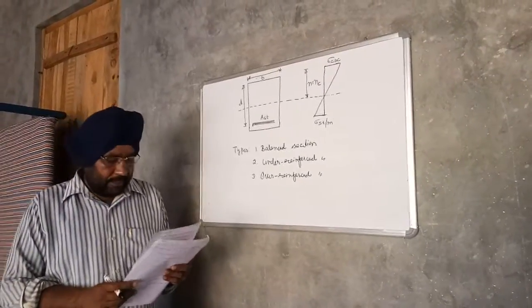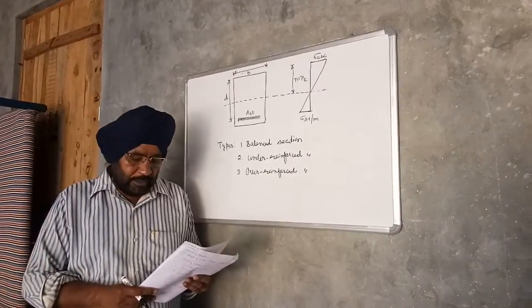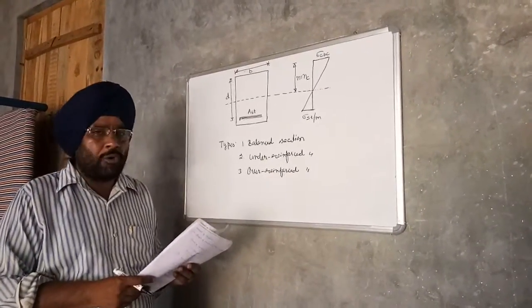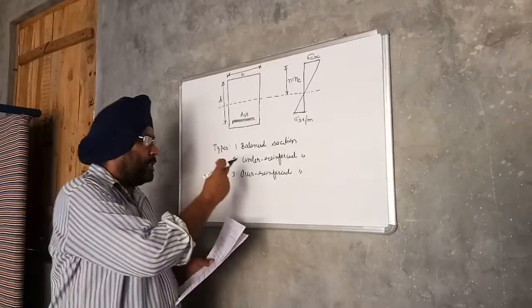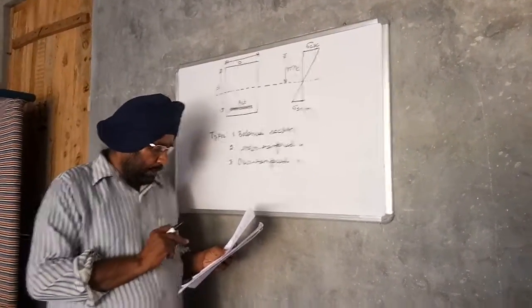Good morning students. Today we will discuss the types of the beam section. The beam sections are of the following types. First is balanced section, second is under reinforced section, third is over reinforced section.